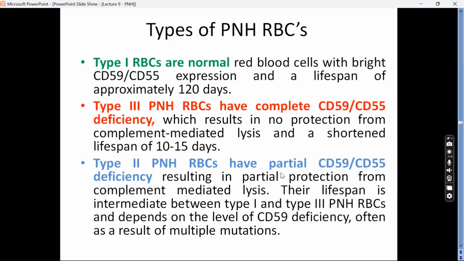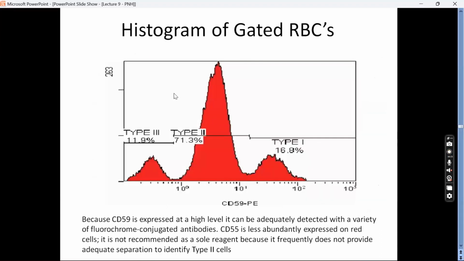So you know how to get the RBCs now, and then how to segregate the RBCs as type 1, type 2 and type 3. So if you take a normal control and run the PNH assay for RBCs, the population you find is only type 1. Okay, so in PNH patients you may find type 3 or type 2. Even if some normal RBCs are there, if it's a partial thing, you can also find some type 1 RBCs in a PNH patient.